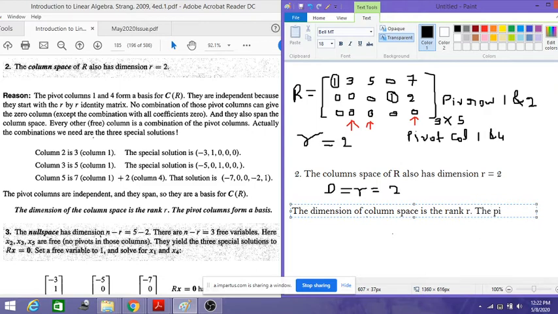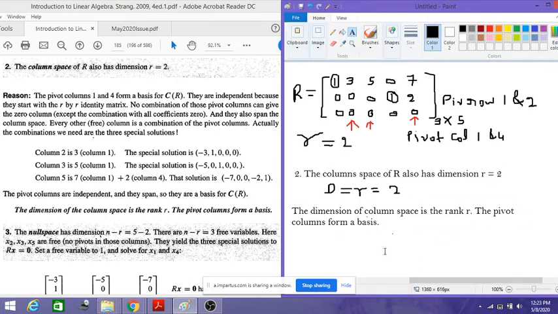The pivot columns form a basis. Now, which are the basis vectors in this case? If I write the basis vector here, my basis vector B, in terms of column vector, is 1 0 0. Whenever we write with commas, it means it is a column vector. If I write these values without commas, it means it is a row vector. And the second basis vector is 0 1 0.